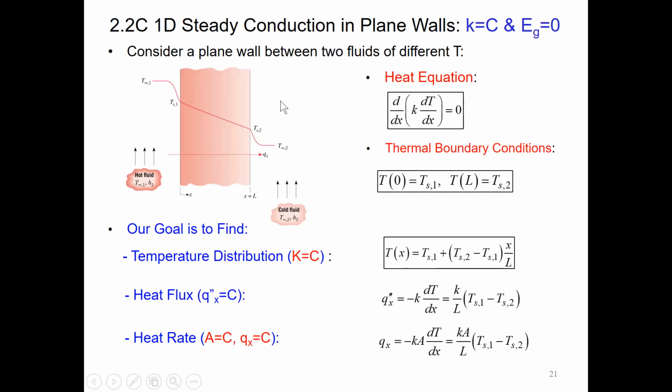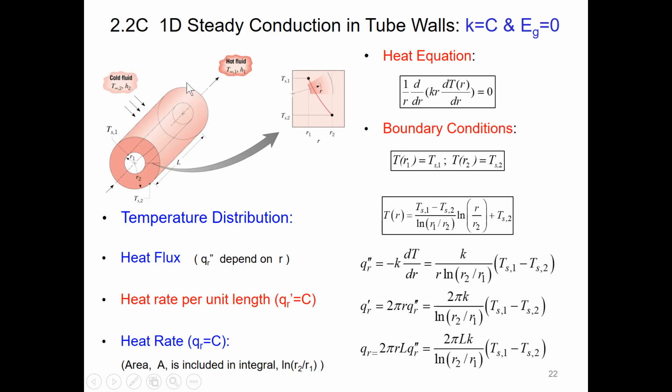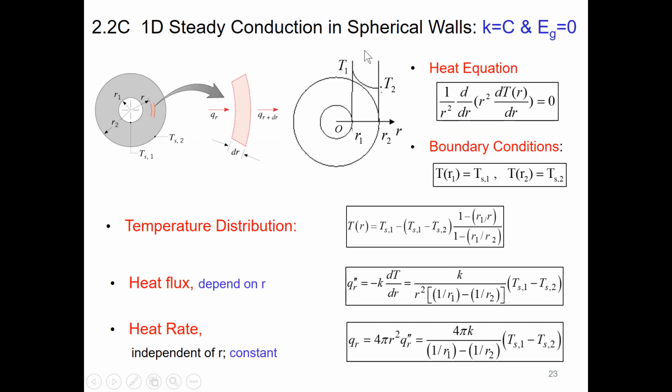In the following 3 slides, you will see the same pattern of steps to derive the heat rate equation. For plane walls: heat equation, thermal boundary conditions, temperature distribution, heat flux, heat rate. For tube walls: heat equation, boundary conditions, temperature distribution, heat flux, heat rate per unit length, heat rate. For spherical wall: heat equation, boundary conditions, temperature distribution, heat flux, heat rate.